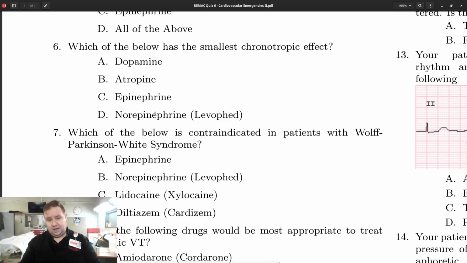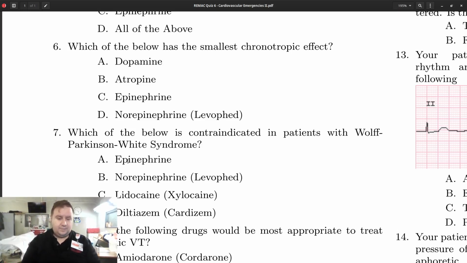Now, norepi. If you're going to know one thing about norepi, what I want you to know is that it is a primarily alpha agonist. And where are the alpha receptors? They're in the blood vessels, but they're not on the heart itself. So norepi is the drug of choice when you want to vasoconstrict without having as much of an effect on the heart rate.